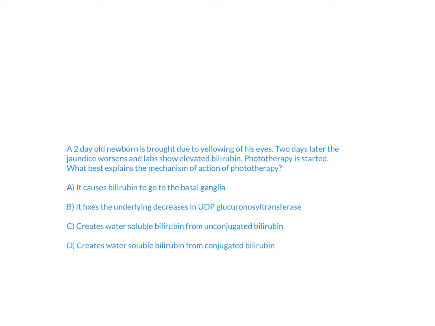A. It causes bilirubin to go to the basal ganglia. B. It fixes the underlying decreases in UDP glucuronosyltransferase. C. Creates water-soluble bilirubin from unconjugated bilirubin. D. Creates water-soluble bilirubin from conjugated bilirubin. So I'll let you answer the question, and then I'll explain.